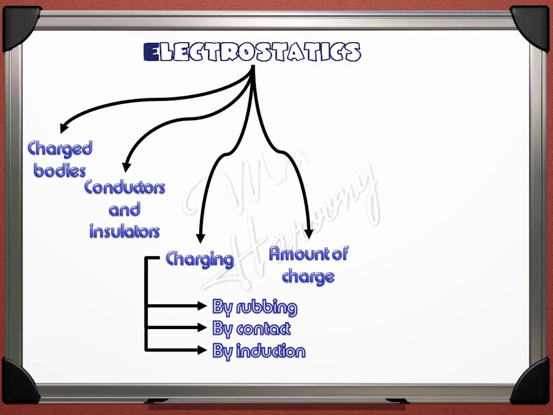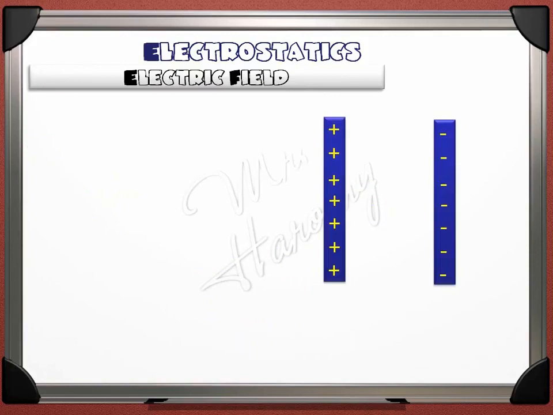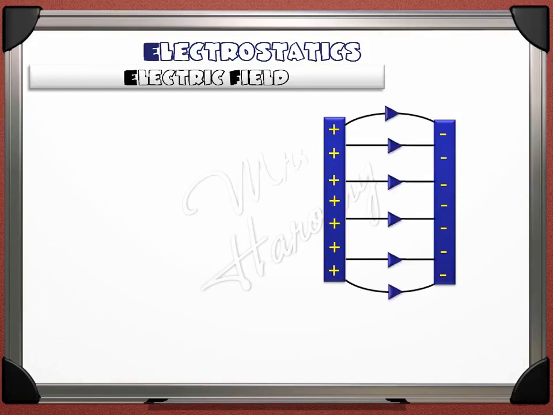Like the magnetic poles, the electric charges do have an area where their effect can be observed. This is the electric field. Let us consider two plates. A positive plate facing a negative plate. The electric field is like a magnetic field. It is represented also by lines. These lines will have its direction.